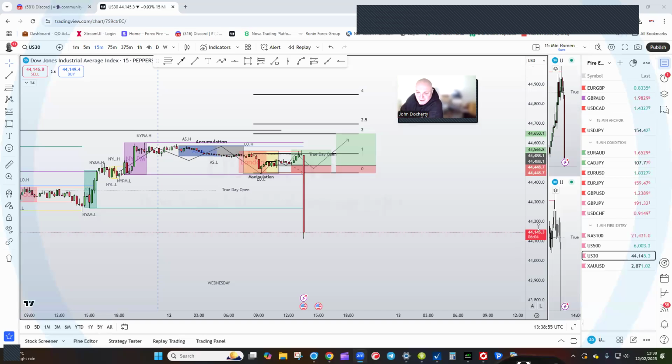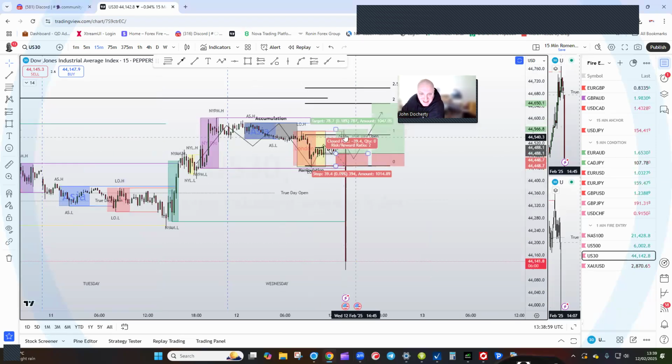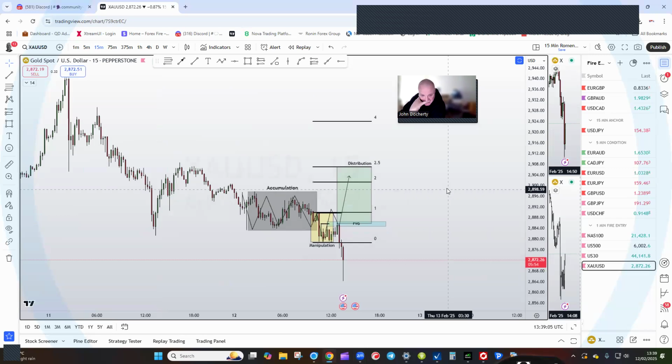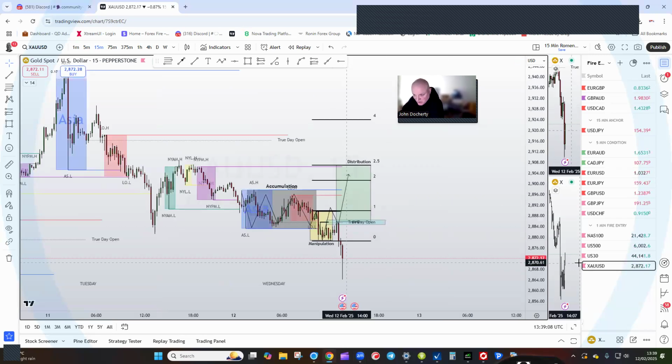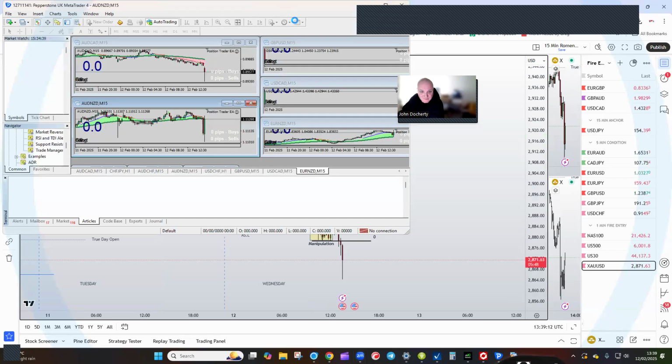Whoa, look at the news. US 30 has tanked from just being on the 2%. What's happening with gold if that's the case? Gold is out of the question. We didn't really get an entry on it, to be fair.